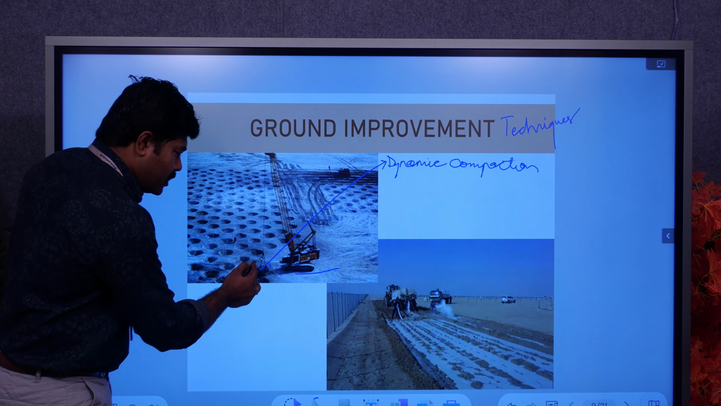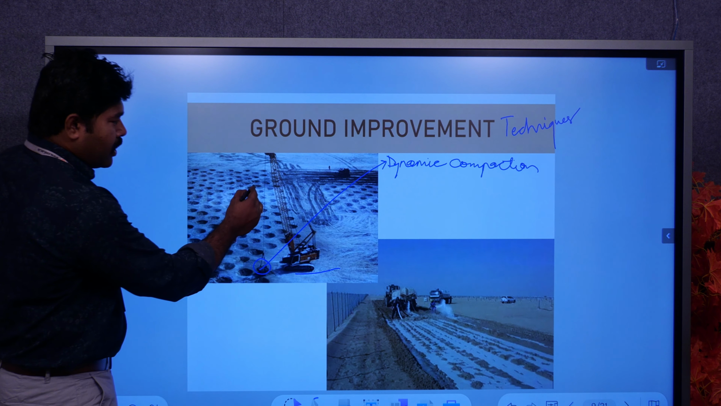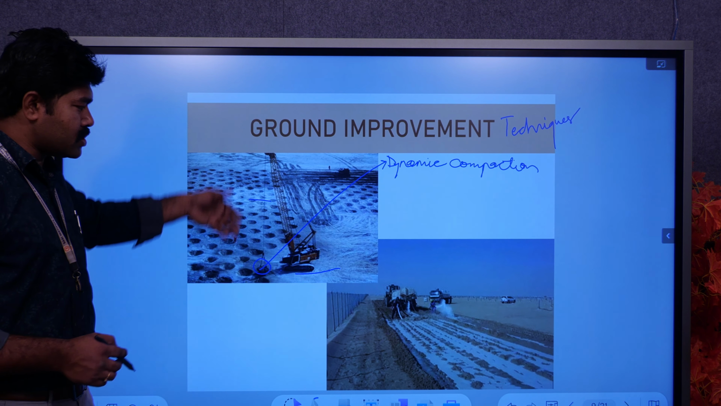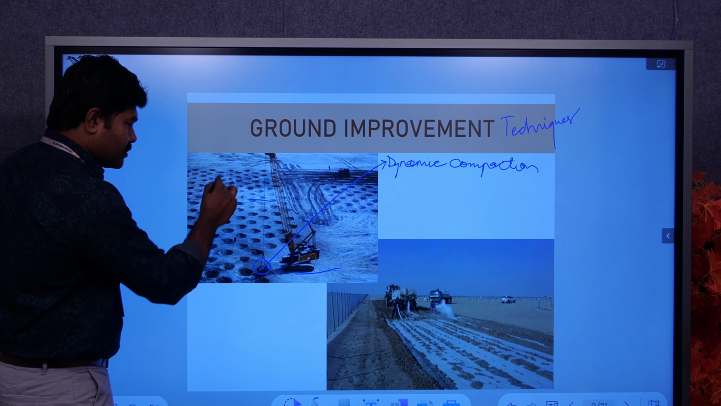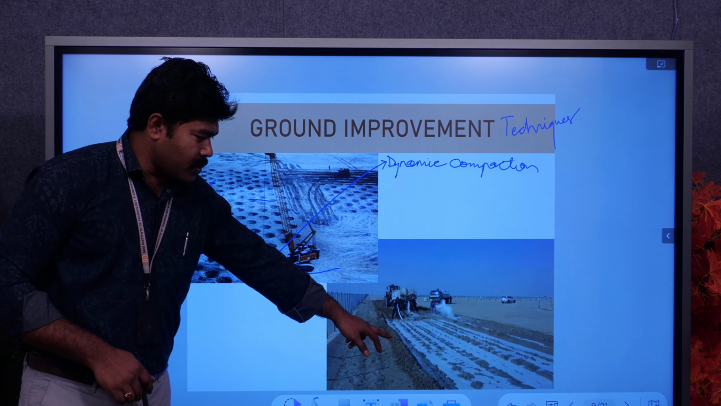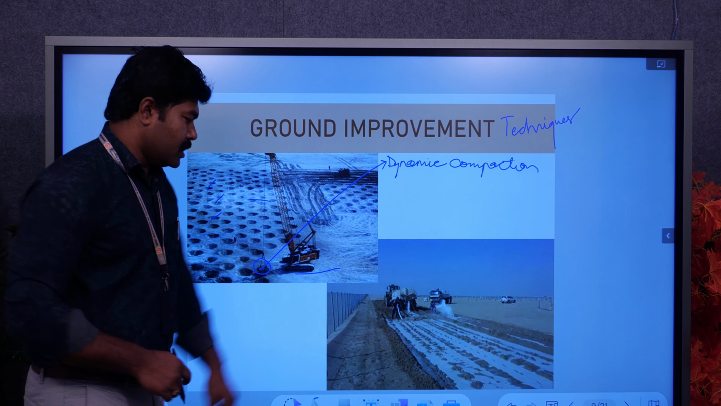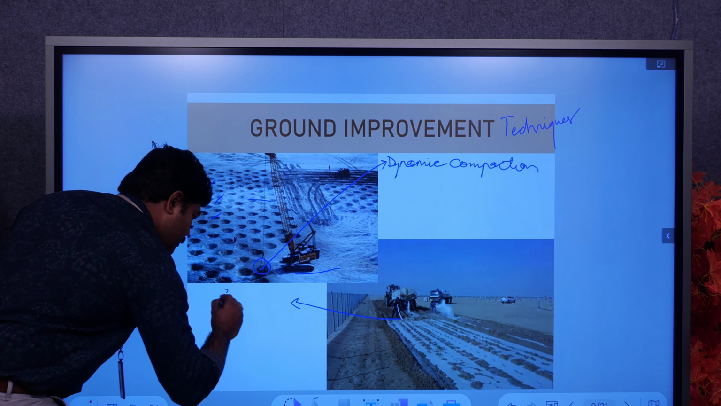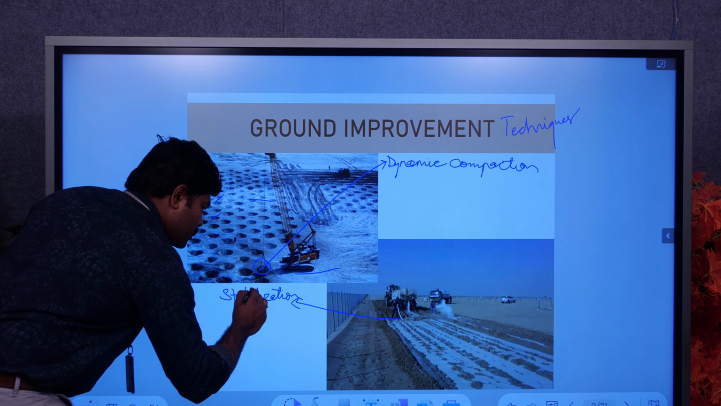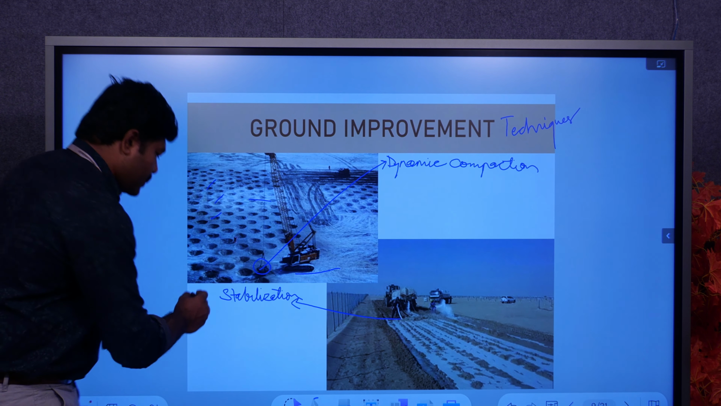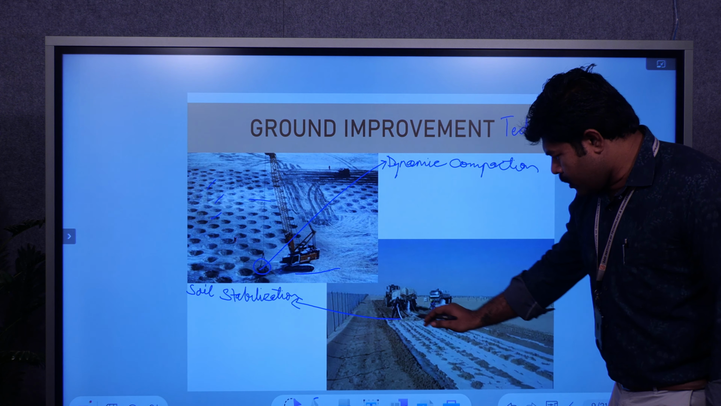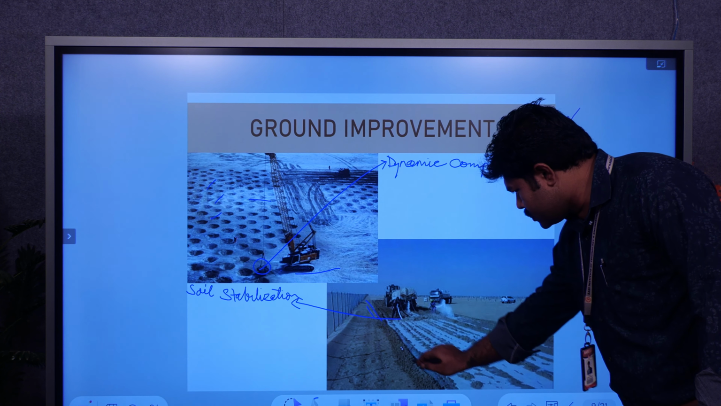If you see here, this crane is lifting a heavy weight up to a particular height and releasing it onto the ground surface. With this sudden impact force, the dynamic force, the soil will be compacted like this. This is one of the types of ground improvement techniques. And here, if you see, is also a ground improvement technique. We call it stabilization, soil stabilization.